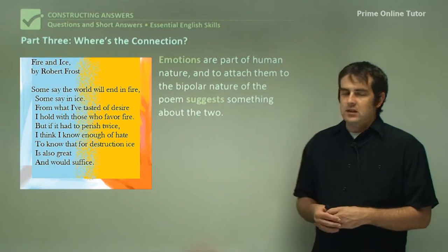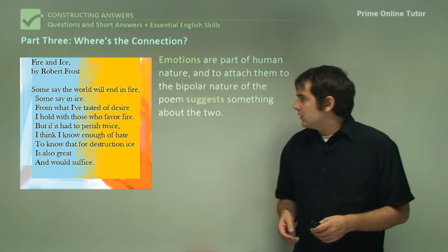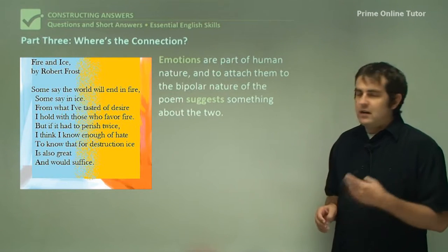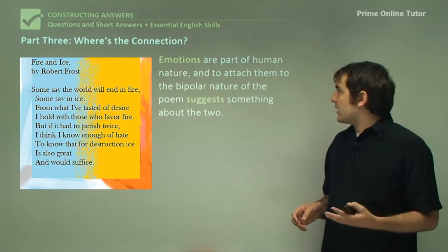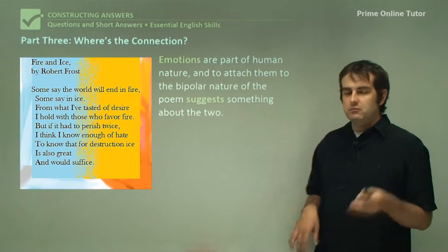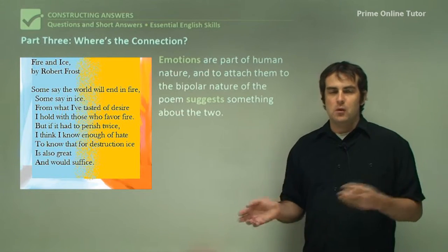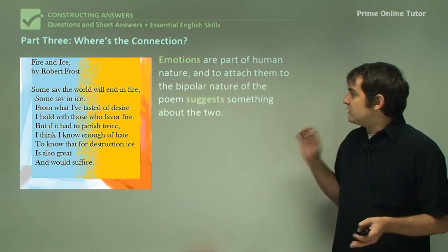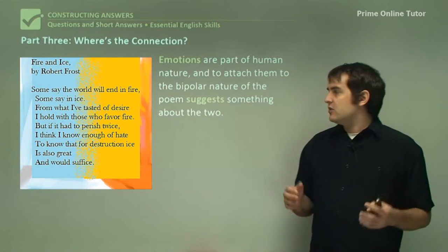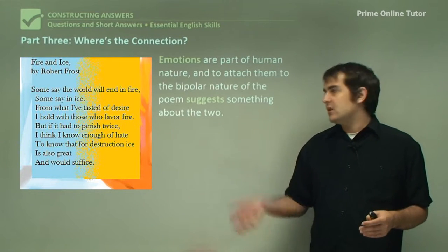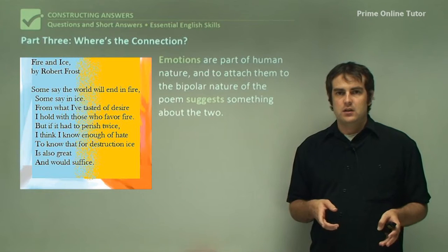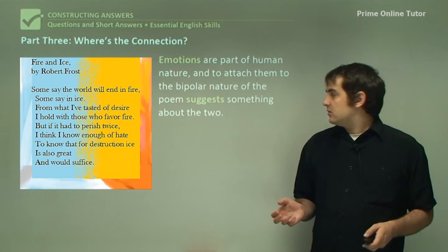Okay, so the connection. Well, emotions are part of human nature, so we know that. And to attach them to bipolar nature, and we say bipolar because it's between 2 opposites, suggests something about the 2. So if we're attaching emotions to opposites, and we're attaching the idea of fire and ice to opposites, then what does it say about humans?